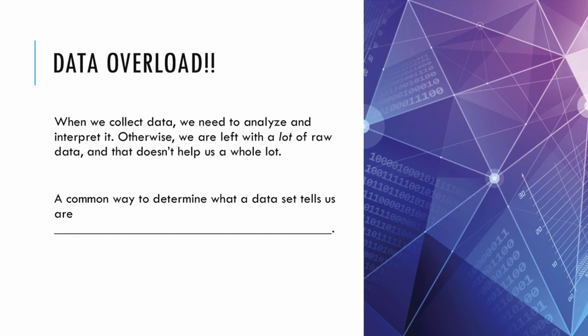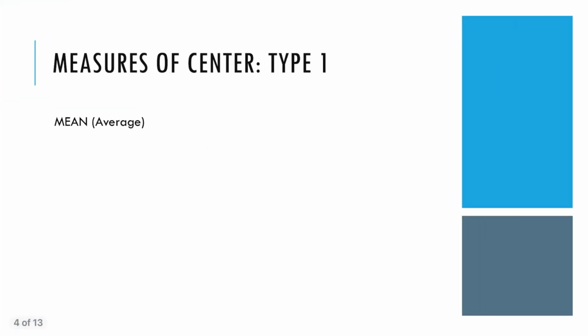When we collect data, we need to analyze and interpret it, otherwise we have a lot of raw data. Honestly, if you wanted to find the height of Americans, for example, and I just gave you 30 million different heights, that tells you nothing. We need some way to organize that information. So a common way to determine what a data set tells us is measures of center. There are three different measures of center that we mainly use.